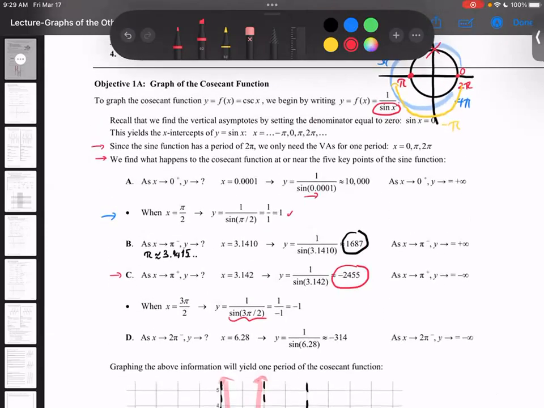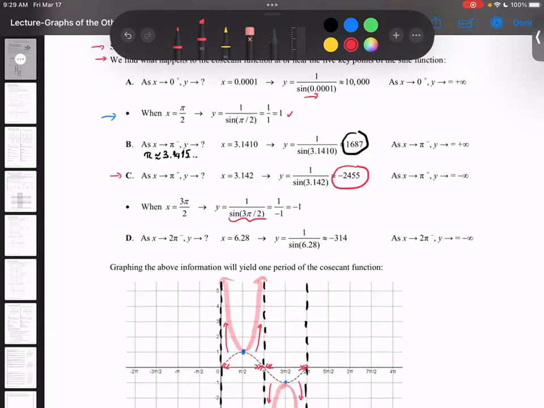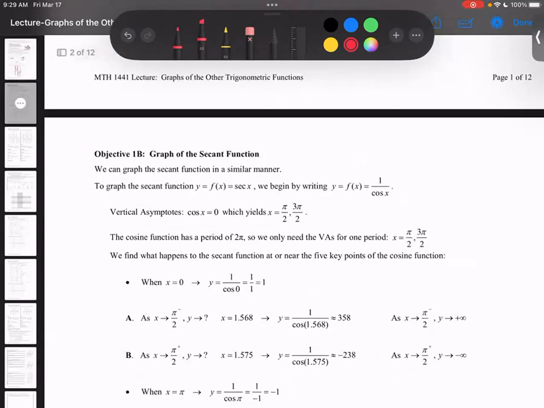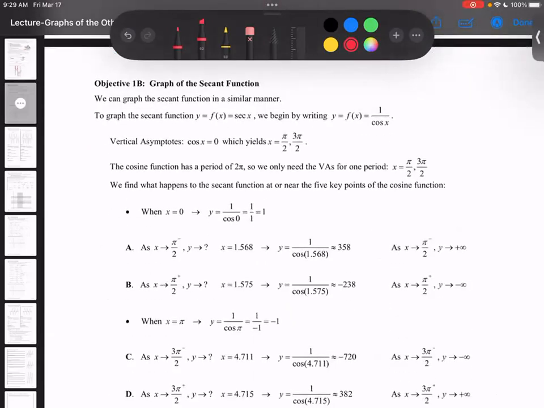So that's the graph of the cosecant function. Now, the secant function we can rewrite as 1 over cosine x. Again, because you have a denominator, when you have a denominator, think vertical asymptote. Right? How do I do that?